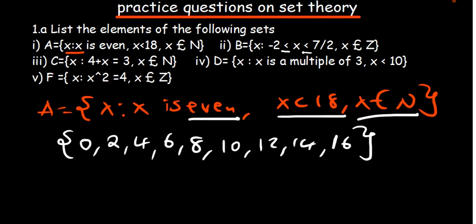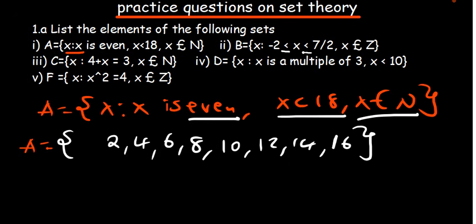But in this case, whatever we list should be a natural number. So if you ask yourself, is 0 a natural number? No, it's not, unless they said a set of whole numbers. So set A just becomes 2, 4, 6, 8, 10, 12, 14, and 16. We've listed our set A there. We can move on.